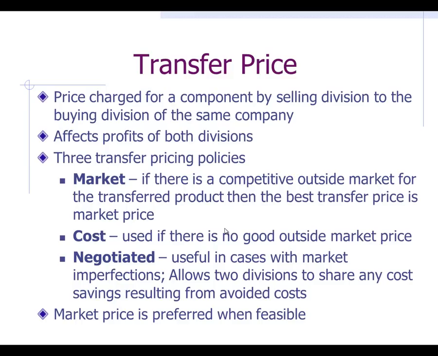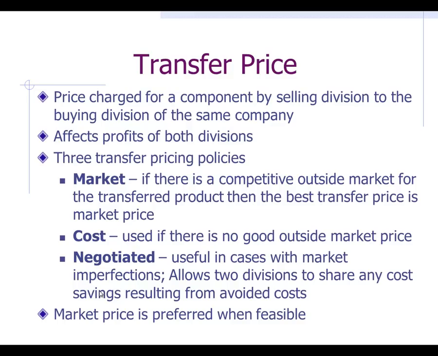Now, it could be that the batteries can only be used in this computer, right? So if the batteries could only be used in this computer, that means that there is no market price. Okay, so if there's no other outside buyers, if all the batteries are good for is the computer that we're also producing, then you may have to use what we call the cost. Okay, so you would just use the cost of the battery if there's no good outside price. The third option is what we call a negotiated transfer price.